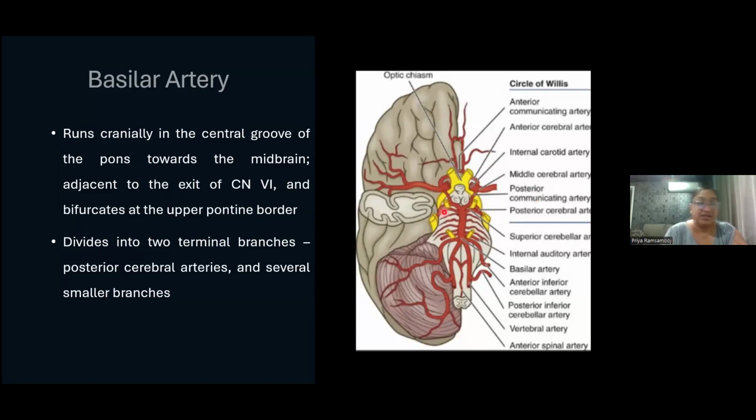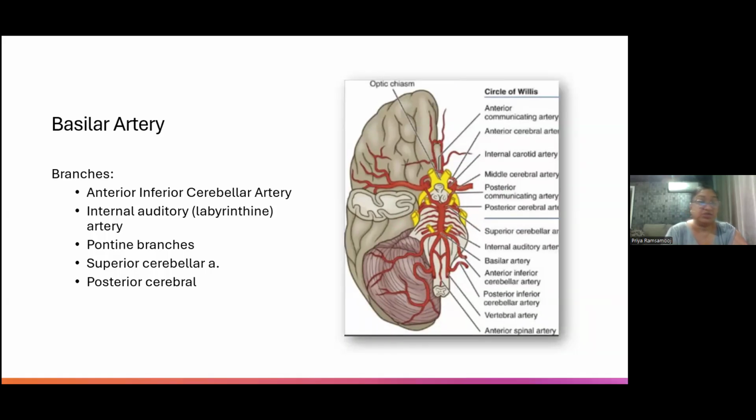And it then bifurcates at the upper pontine border into the terminal branches, which are the posterior cerebral arteries. So it divides into two terminal branches, your posterior cerebral arteries, and several smaller branches, which we touch on. Now, branches of the basilar artery: the anterior inferior cerebellar artery, which we see here, our internal auditory artery or labyrinthine artery, pontine branches, like we mentioned, superior cerebellar artery, and posterior cerebral artery.